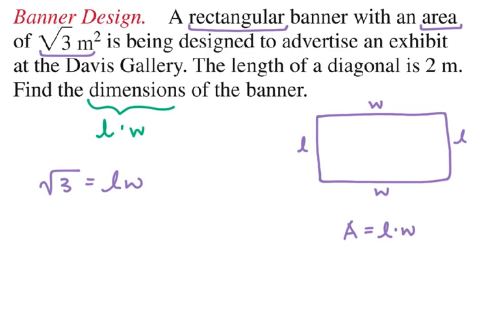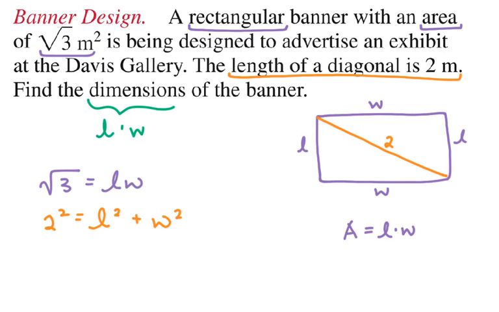We're also told that the length of the diagonal is 2 meters. So we know that this diagonal here is 2 meters long. So we need to come up with another equation looking at this picture. In this situation, I'd be inclined to use the Pythagorean theorem because we have two right triangles. And what we know is a leg squared plus a leg squared equals the hypotenuse squared. So 2 squared equals the length squared plus the width squared. And I set that up using the Pythagorean theorem.